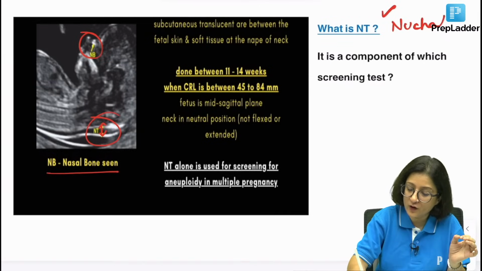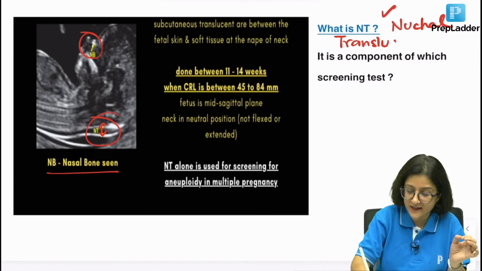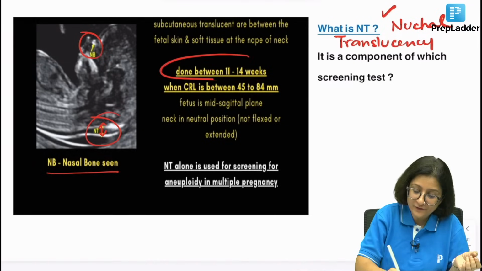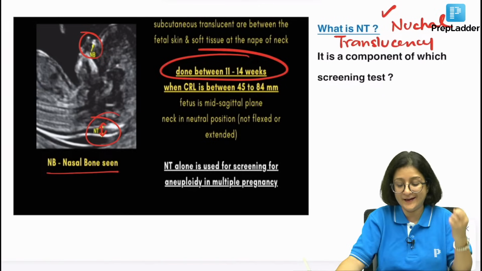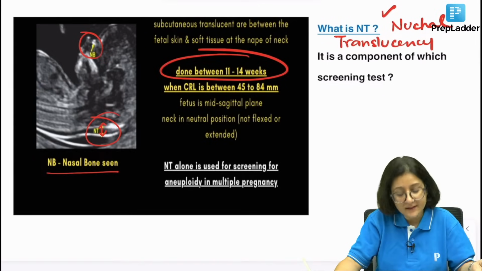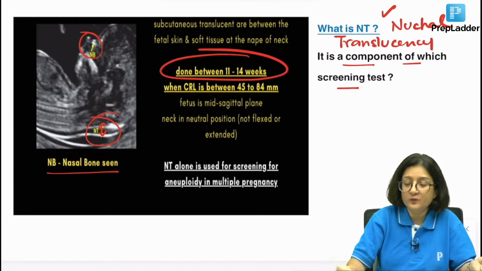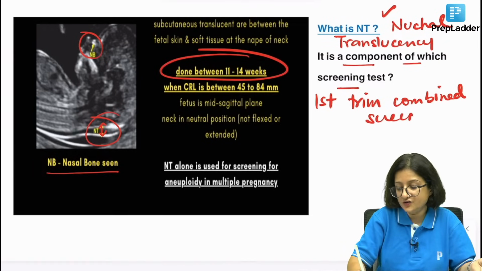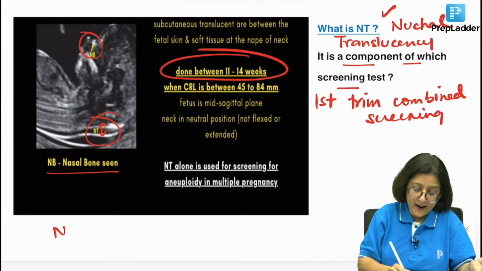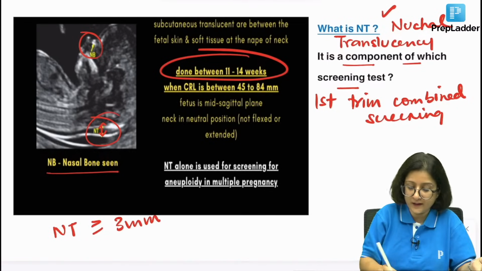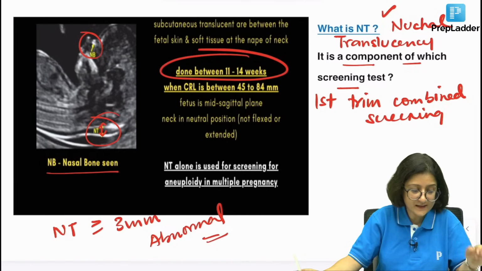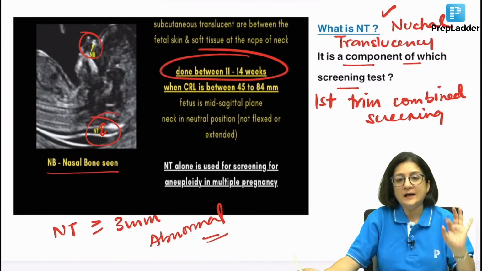NT stands for nuchal translucency, and it is seen in the first trimester. It is done between 11 to 14 weeks, right? And it is a component for which screening test? It is a component of first trimester combined screening. NT that is more than or equal to 3 mm is considered as abnormal, right?